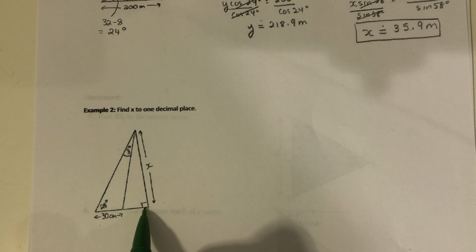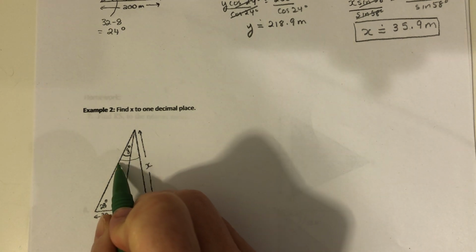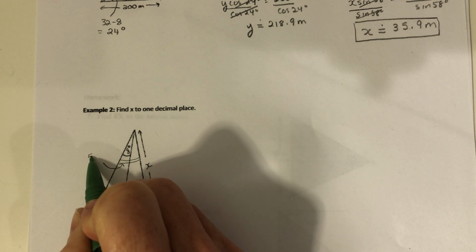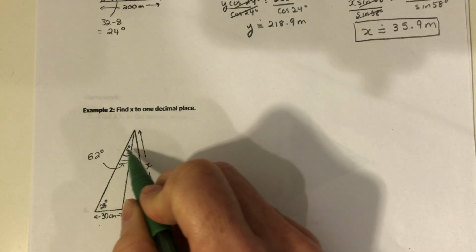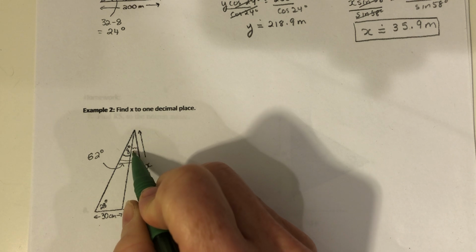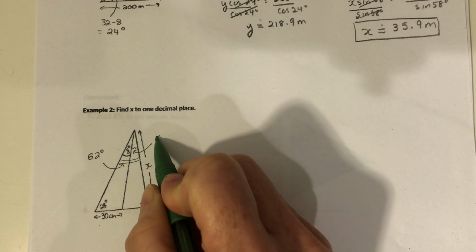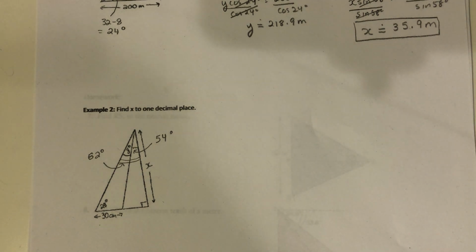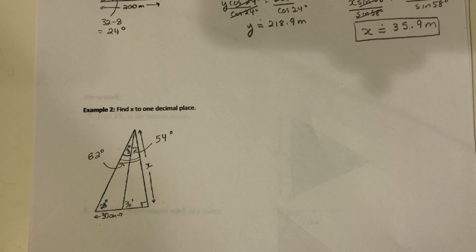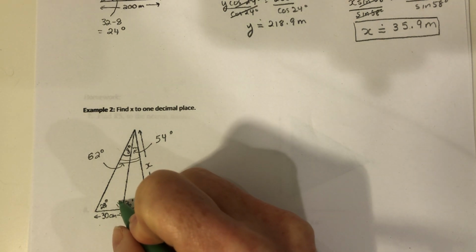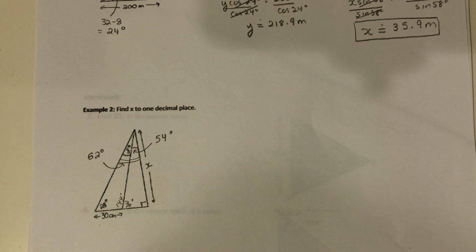Since this is 28 and this is 90, this whole angle here then, the whole thing is going to be 62 degrees. And if that's 62 and that's 8, then this little one right here is going to be 54 degrees. Okay? If you want to put any more angles in, you absolutely can. You could put in this angle here if you wanted. That would be 36 degrees. You could put in this angle here if you wanted. That would be 144 degrees. Okay? Does not hurt to put the angles in.